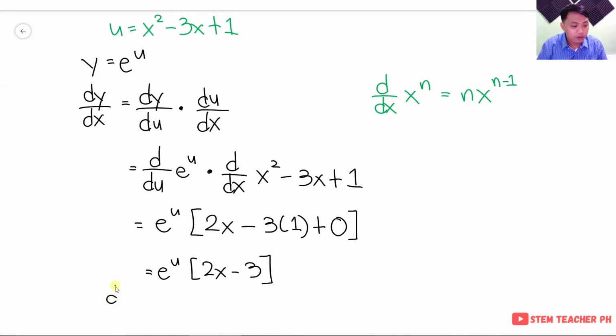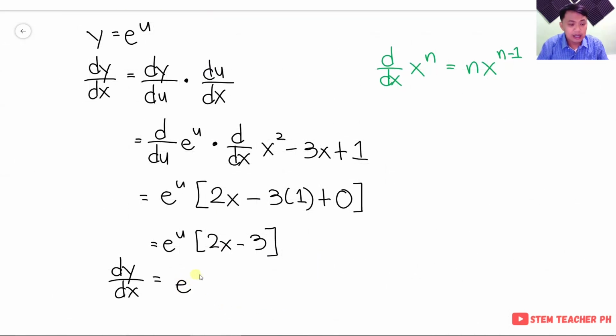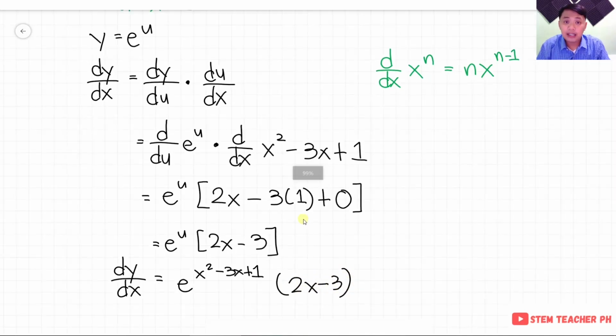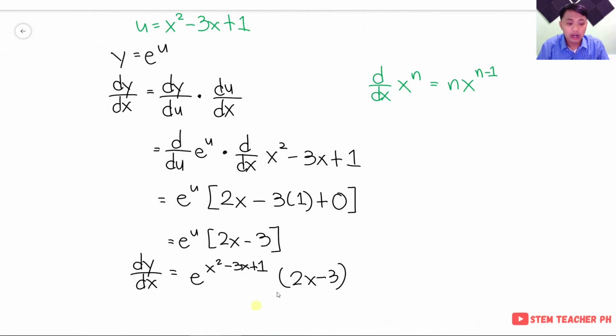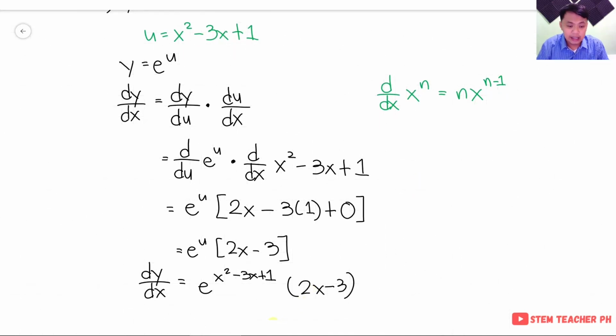Our dy over dx, this is just equal to, ang u is x squared minus 3x plus 1. So, sulat natin siya. This is e raised to x squared minus 3x plus 1. Tapos, nakamultiply tayo kay 2x minus 3. So, this is the process para makuha natin yung derivative nung given natin na y is equal to e raised to x squared minus 3x plus 1. This is our final answer.